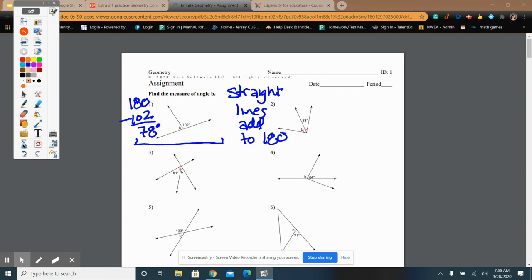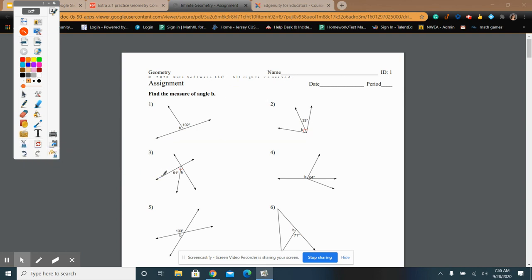Okay, number three. What we have going on here with number three is it looks like there's a right angle. I know that's a right angle because of that little box in the middle there. And right angles add to 90. So to find B, I'm going to take 90 minus 51. And that will give me angle B is 39 degrees.